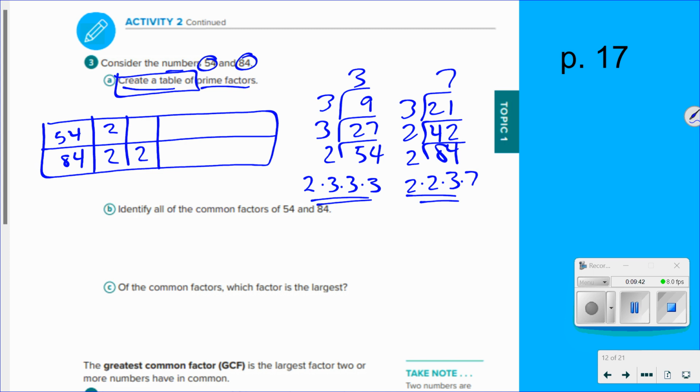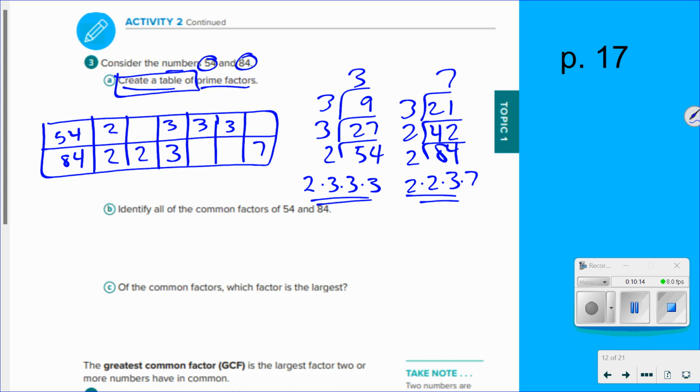Do they both have a 3? Yes, I'll put a 3 for both. Do they both have 2 3s? No, 84 only has 1. Do either of them have 2 3s? Yes, 54, so I need to add another 3 to 54. Do either of them have a third 3? Yes. Do they both have a third 3? Obviously not, because one didn't even have 2, so I'll add the 3. Do they both have 7s? No. Only the 84 has a 7.